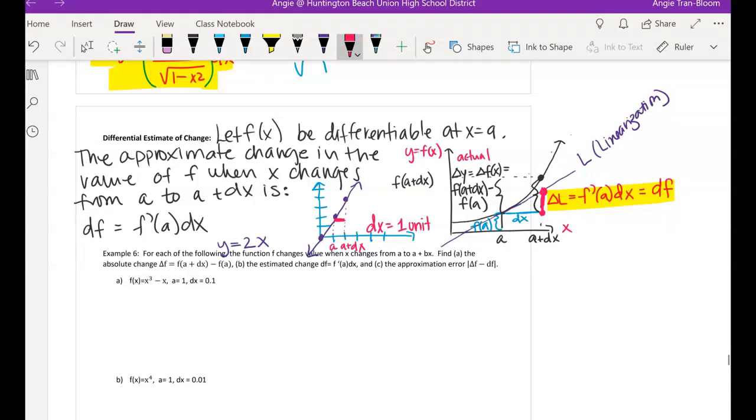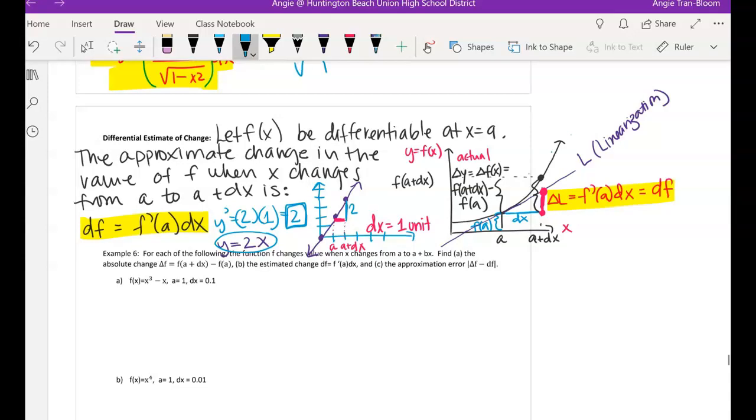So what is the approximation for the change in y? Well, based on the formula they gave us, the approximation for the change in y is the first derivative at a times the change in x, which is dx. So if I gave you y equals 2x, y prime is 2, times dx, which is 1. So the approximation of the change in y, if I were to go from a to a plus dx, should be 2 units, okay? Well, is that true? Is this 2 units? Sure it is.